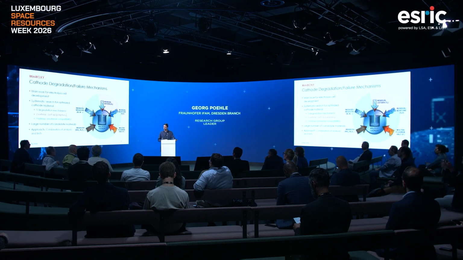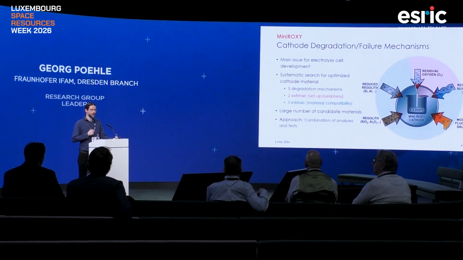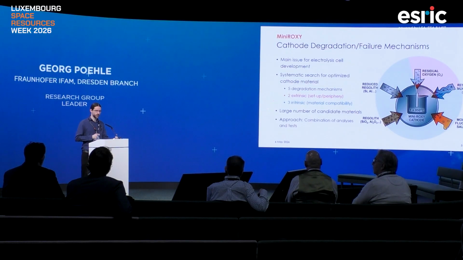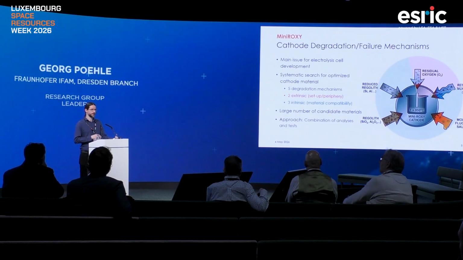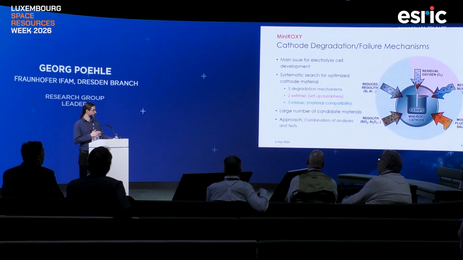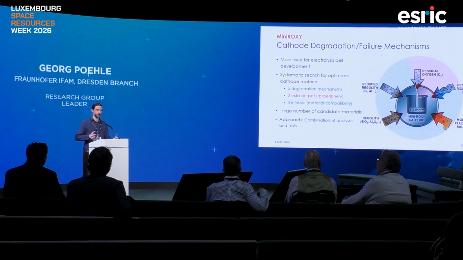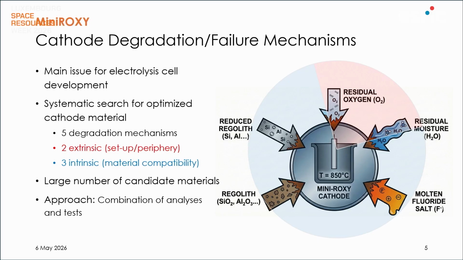So one of the main issues that we have to contend with is the cathode degradation. This is not really too surprising, because in our system, the cathode is the one component that is subject to the most challenging conditions. And if we try to sort these out a little bit, we can say that we have 5 different potential degradation mechanisms. 2 are extrinsic, so they come mostly from the periphery and the setup, and 3 are intrinsic to the system.